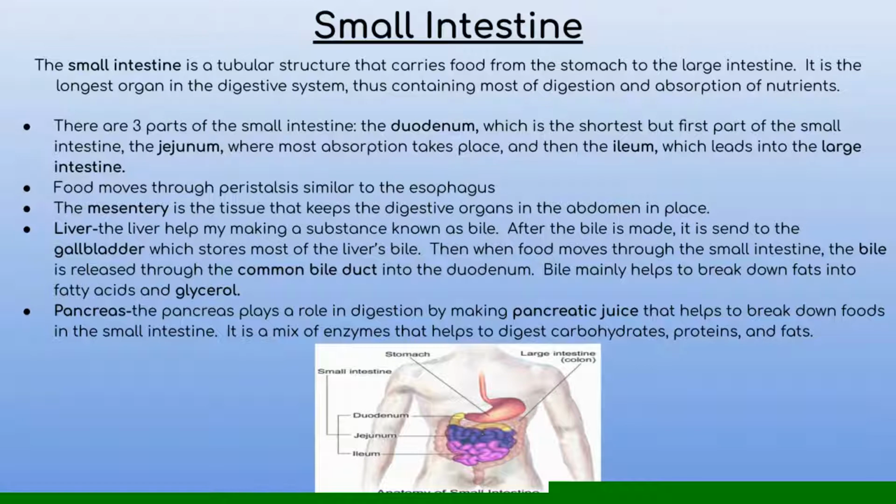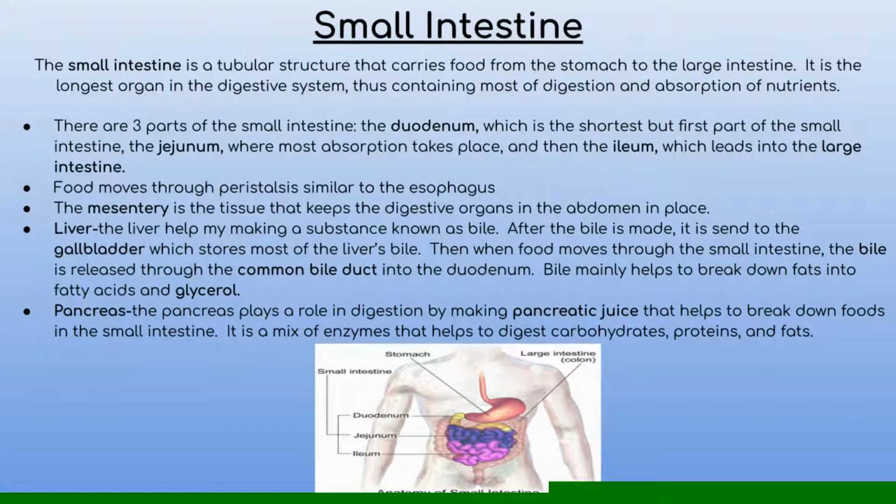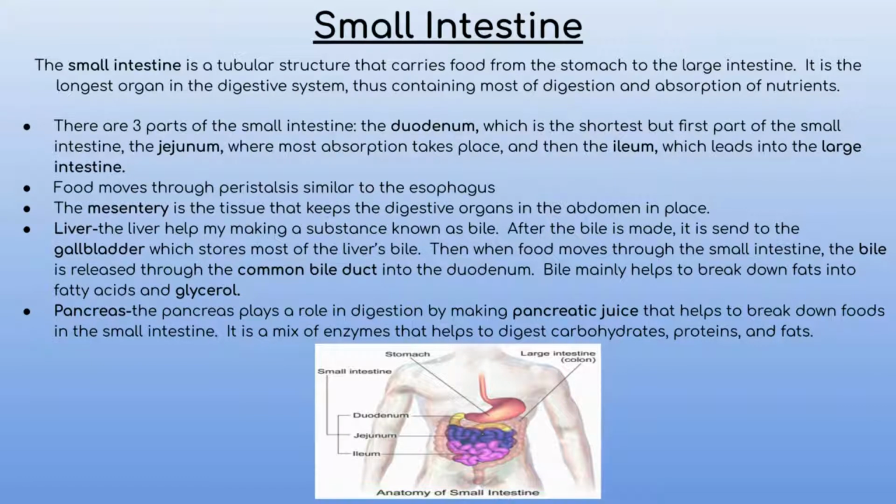Today, for medical investigations, we're going to be going over part 2 of this digestive system series, which is from the small intestine to the anus. Now, the small intestine is a tubular structure that connects and carries food from the stomach to the large intestine. Most of digestion occurs in the small intestine, as it is 22 feet long.